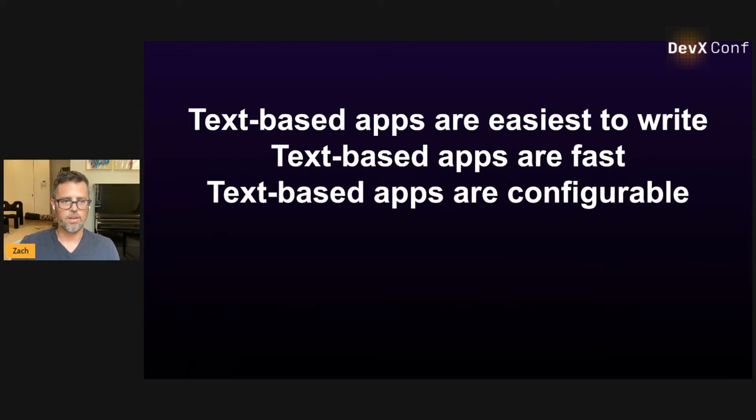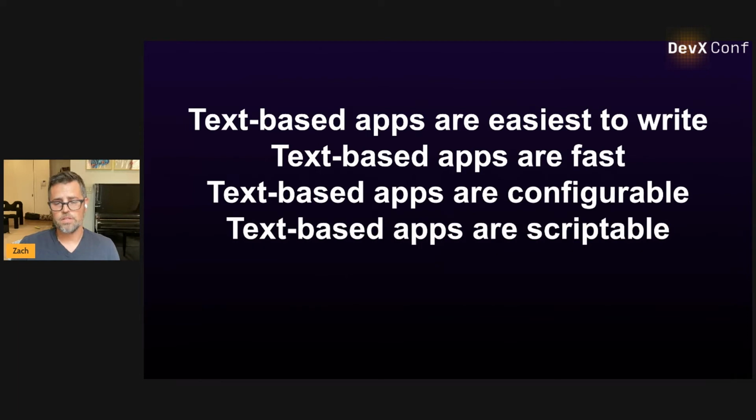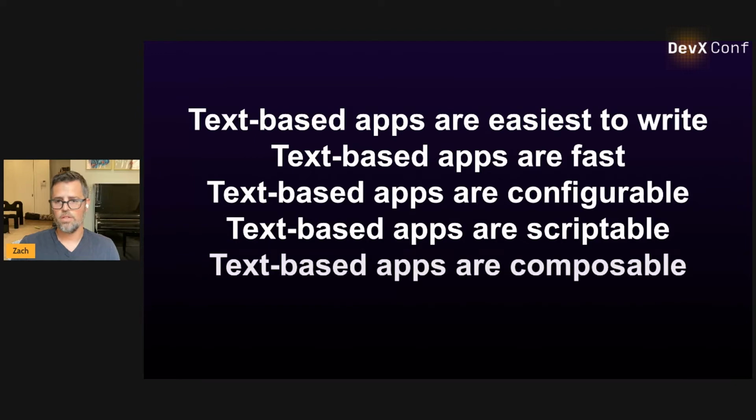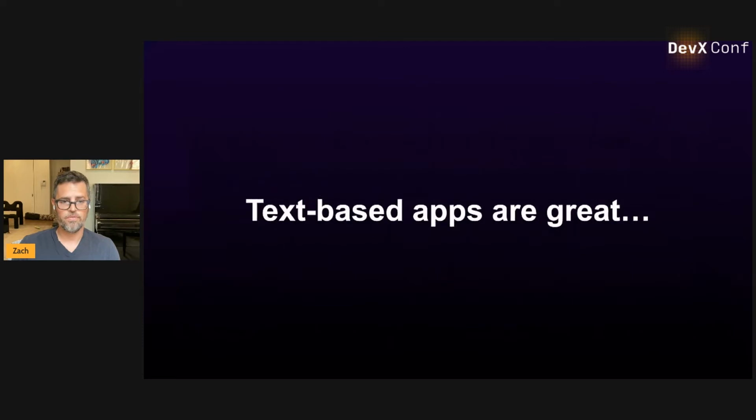If you think about what you can do in the AWS web console versus the AWS CLI, the CLI is infinitely configurable. With the web console, you have to make choices around what functionality you expose. They're scriptable, which is useful for developers who are constantly trying to automate things. It's much easier to automate a text-based app than a GUI. They're composable, so you can take the output of one and feed it into the input of another. This makes text-based apps very easy to interoperate with. So in summary, I think text-based apps are great.